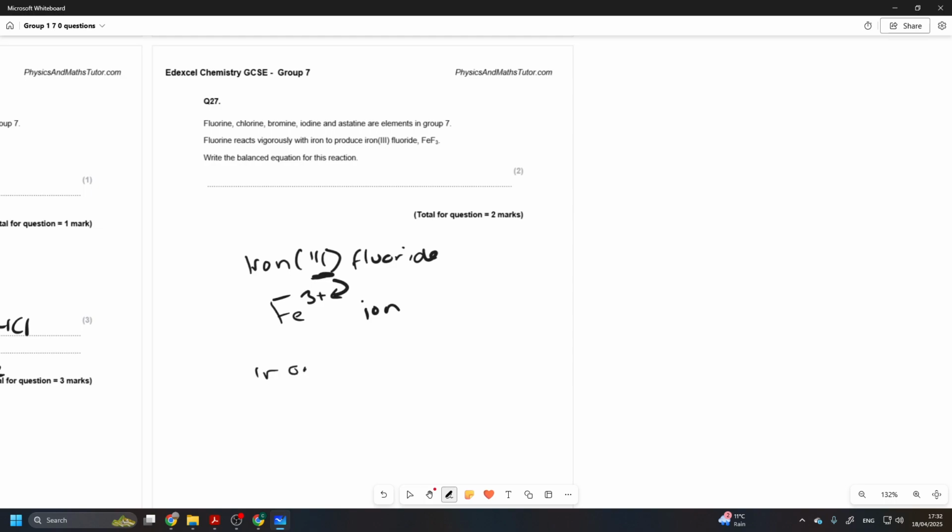Iron 2 fluoride would contain an iron 2 ion. That Roman numeral there tells you the charge. Brilliant. But it tells you the formula bit anyway: FeF3. Right, so you just got to write a balanced equation for this.